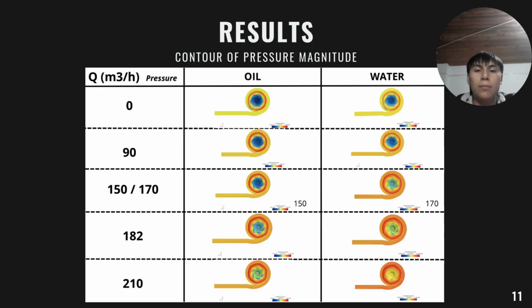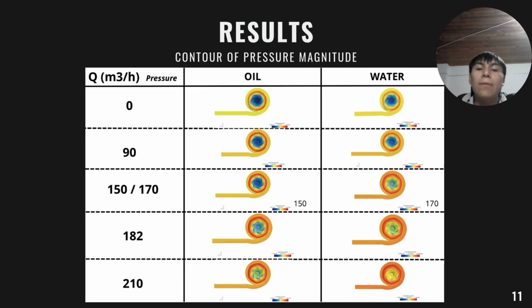With both fluids, the pressure fields show the same radial gradient from the impeller eye, low pressure, towards the volute outlet, high pressure. However, there was a substantial difference between water and mineral oil. At shut-off, both fluids displayed maximum pressure buildup near the impeller. Still, oil had a more concentrated pressure area, which aligns with increased energy losses.